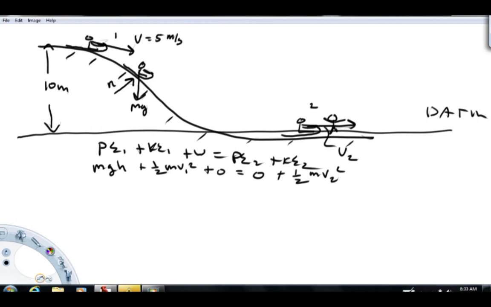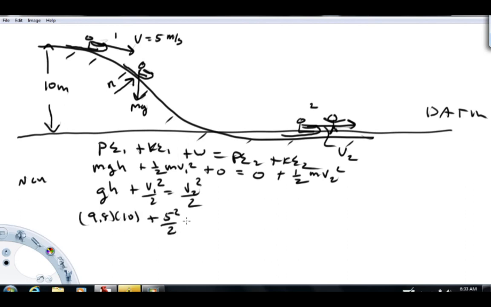Now, glancing this equation over, you'll notice that there's a mass in every term, so it can divide out. So we can write gh plus v1 squared over 2 equals v2 squared over 2. And now it's just a matter of putting in the numbers. I'm going to put a little NCU here for note consistent units. This is going to be 9.8 times h. Oops, I'm sorry, times 10 meters, plus 5 squared over 2 is equal to v squared over 2. A lot of 2's on that right. Keep in mind that that v is v2, so that one there has a subscript.